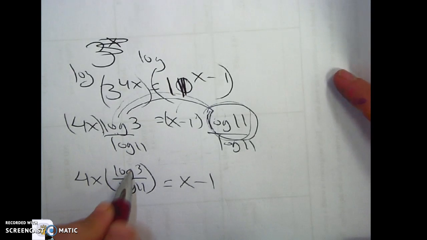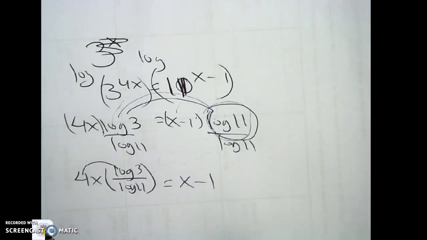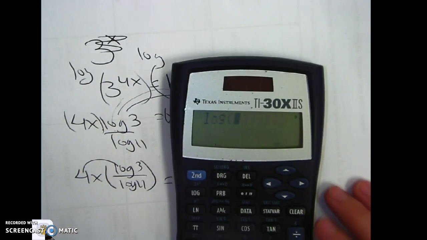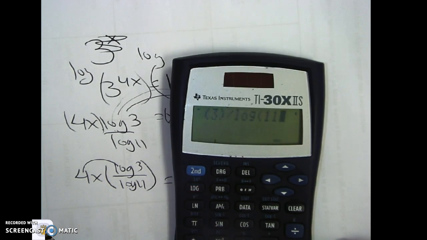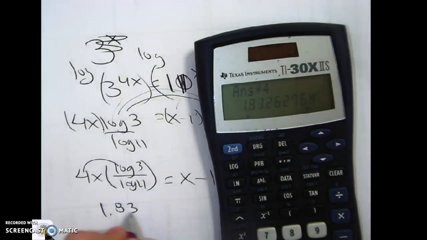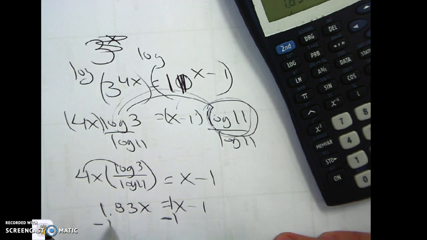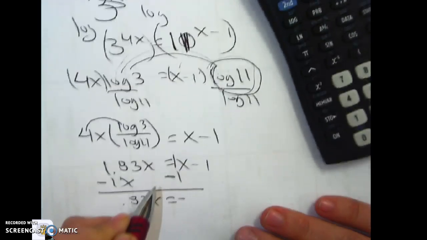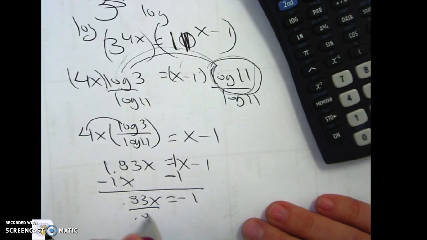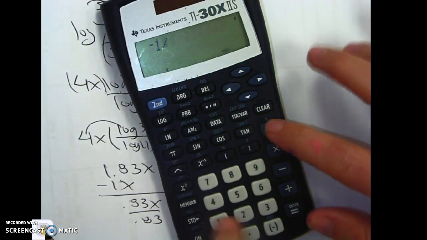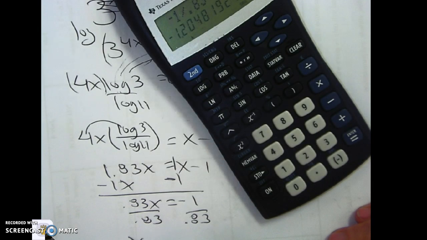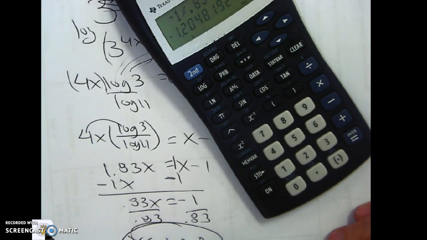Now I'm going to go log 3 divided by log 11 and multiply by 4. And it's 1.83x equals x minus 1. There's an imaginary 1 there. So 0.83x equals negative 1, divided by 0.83. And so I go negative 1 divided by 0.83, and I get x equals negative 1.20.